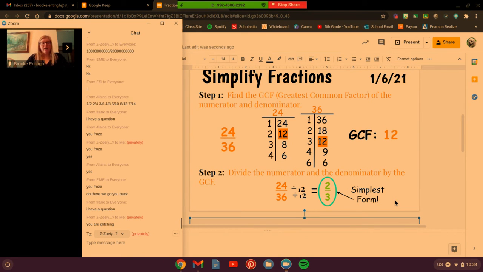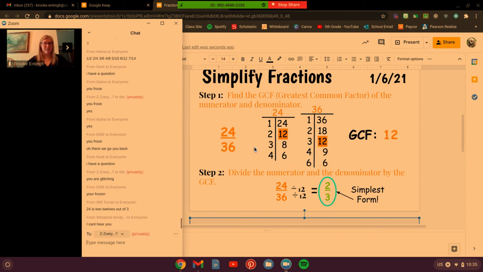So now, fifth grade, could anyone type in the chat box for me? How do you know for a fact you are at the simplest form? Let's say maybe I didn't see that 12 was the largest number. Maybe I thought 6 was the largest number that 24 and 36 had in common. And I took 24 divided by 6 and 36 divided by 6. That would end up getting me 4 over 6.